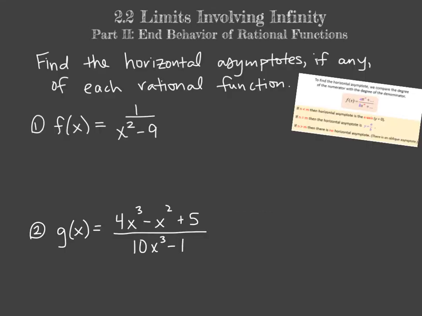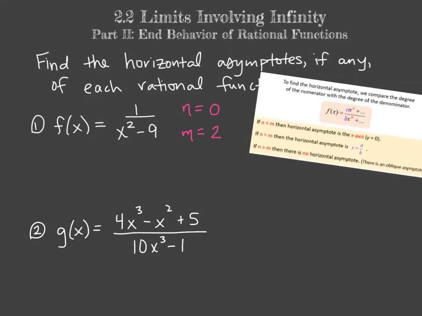Okay, we want to find the horizontal asymptotes if there are any for each of these functions. So what we need to do is find out what n and m are. So n is the degree of the numerator, m is the degree of the denominator. Let's write those out. So n in this case is the degree of the numerator. 1 is just our numerator, so that's degree 0, because it's just a constant. And the degree of the denominator, m, is 2.